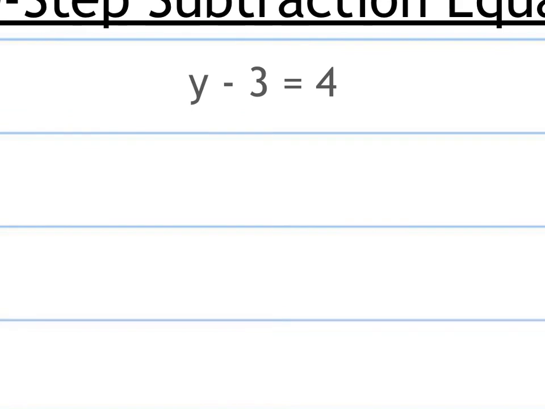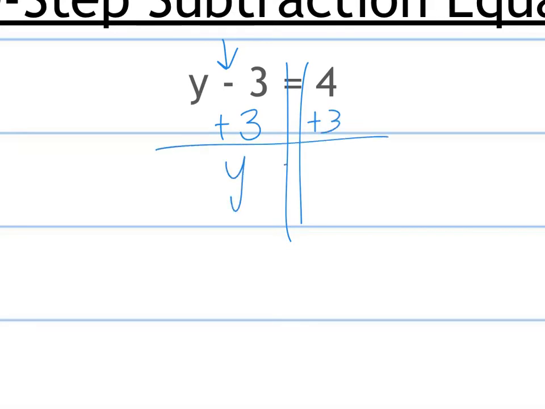y minus 3 equals 4. Train tracks. Now, the variable is on this side, so that's the side that we're going to be working with. So we have to get rid of that minus 3. We do that by adding 3 to both sides. So then y equals 4 plus 3 equals 7.